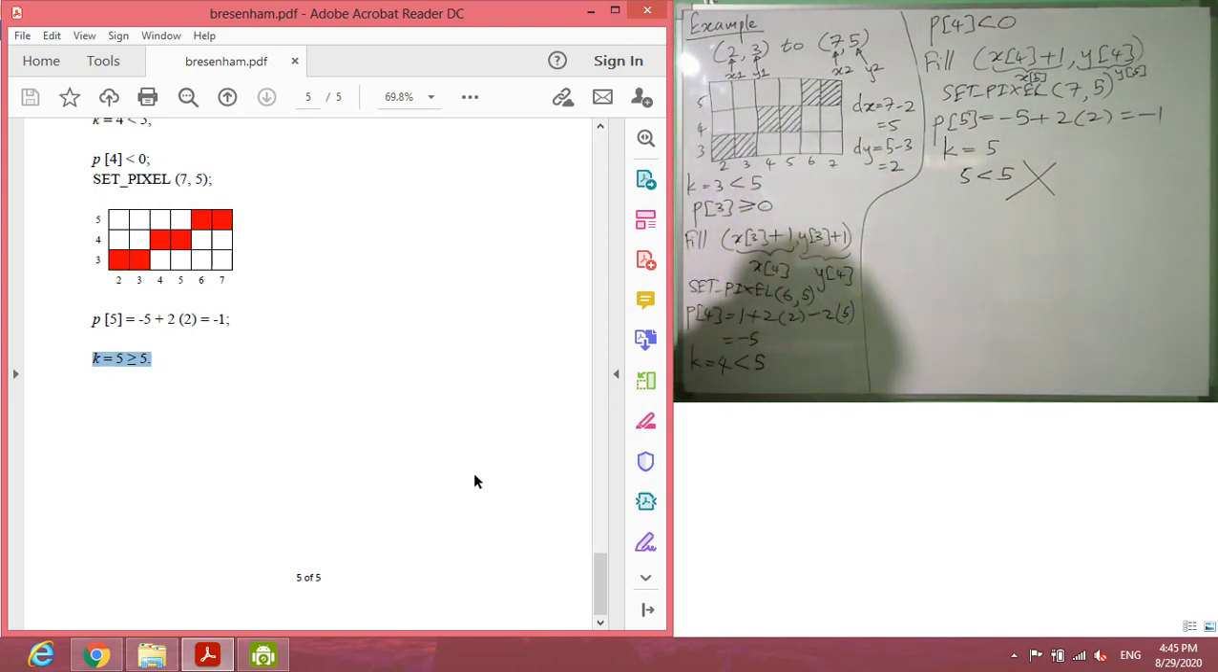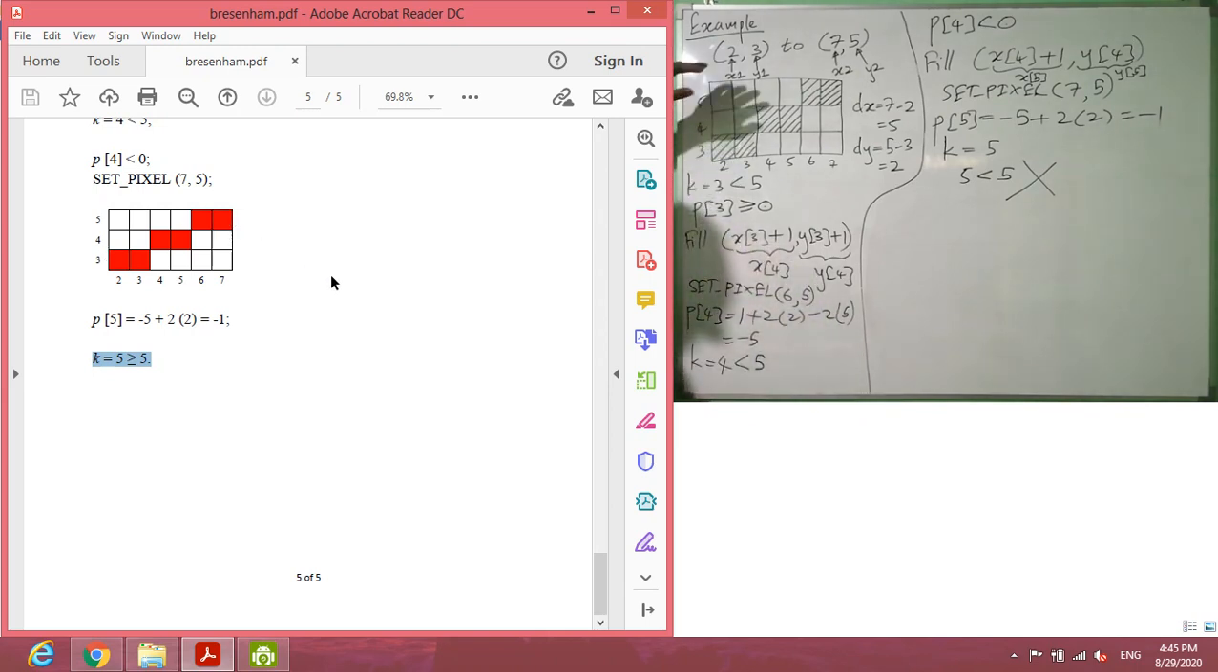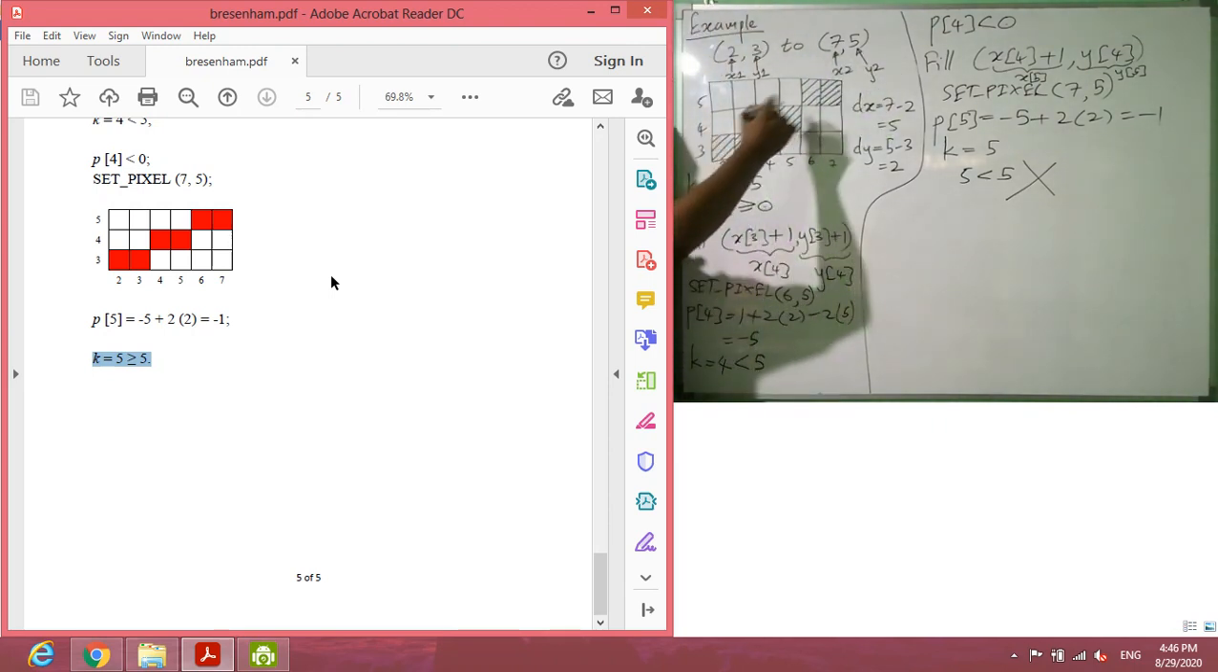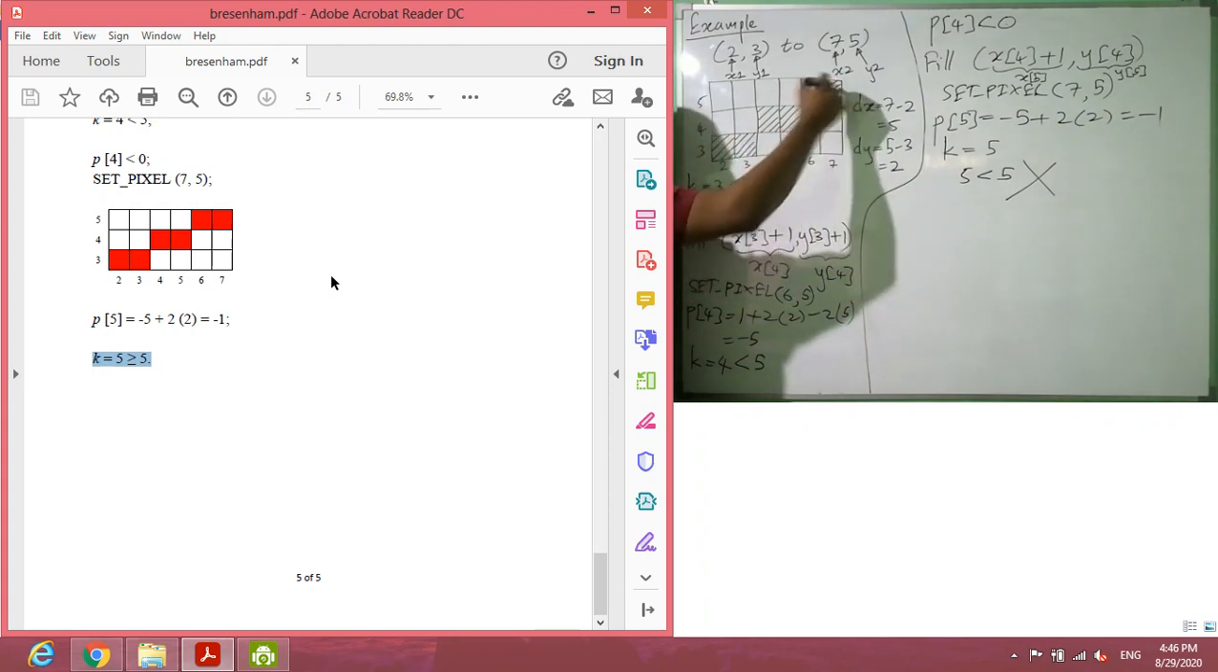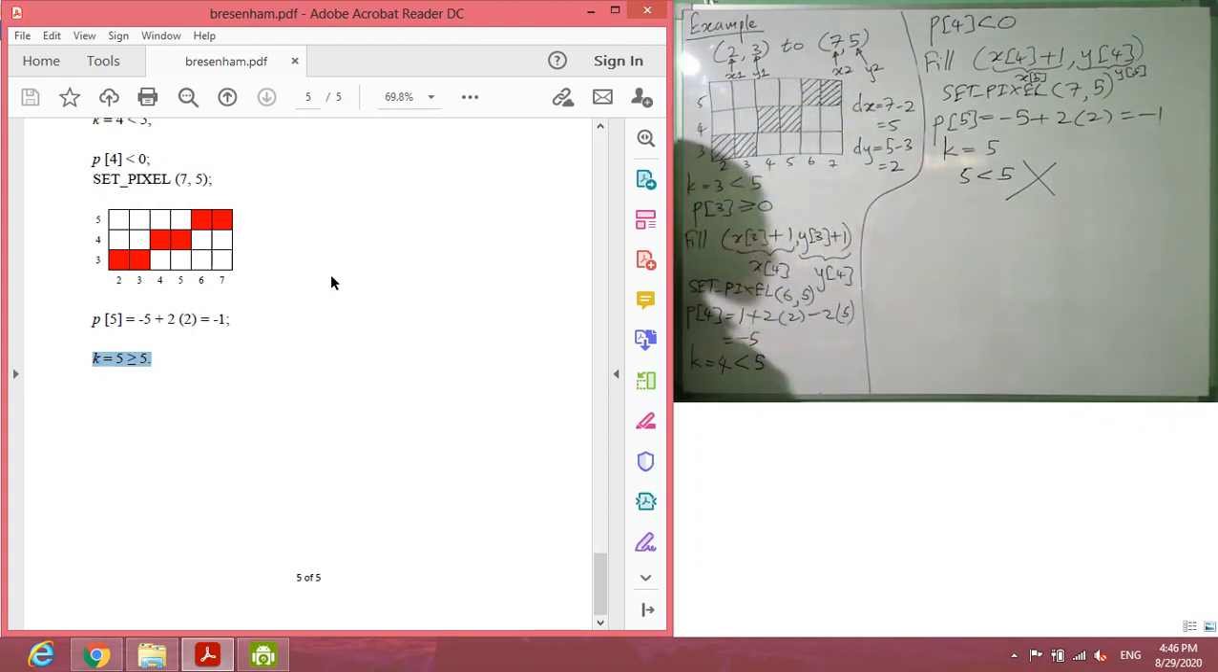Now you can see we have drawn the line segment. As the input, we have provided only the coordinates of the two endpoints. Then using the algorithm, we have drawn the line segment from here to here. Okay, that is the Bresenham line drawing algorithm.